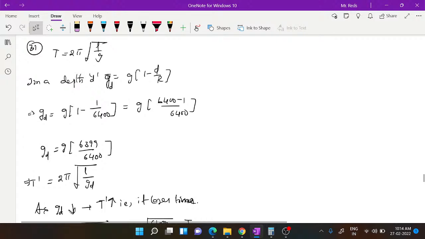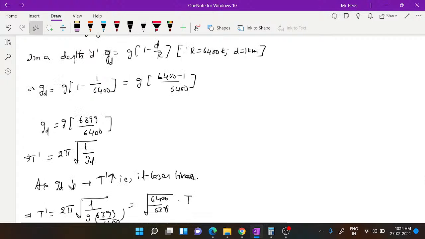Here depth is given as 1 kilometer. Radius of the earth, you have to remember that it is 6,400 kilometers. It is given in the question that the depth is equal to 1 kilometer. So if you substitute this, we get g into (1 minus 1 by 6,400), and simplifying this, we get g at the depth is equal to g into 6399 by 6400. At that depth, the time period can be expressed as 2 pi root L by g_d.